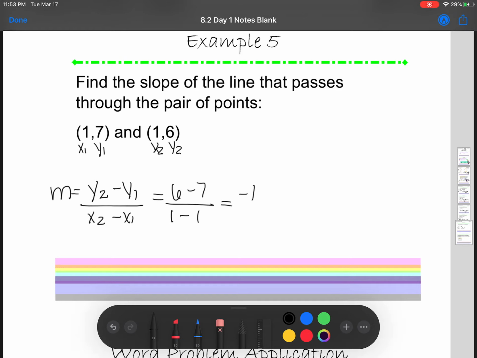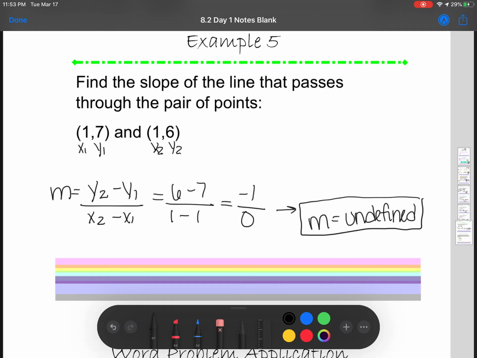Is it going to be a negative slope? 6 minus 7 is negative 1, but 1 minus 1 is 0. Since I can't leave this as a fraction, my m is undefined. This will be a straight up and down line at x equals 1.